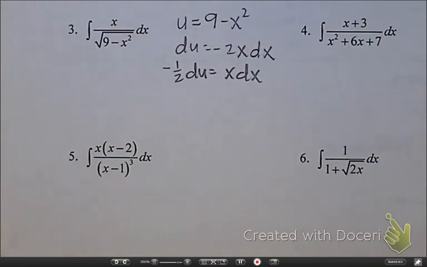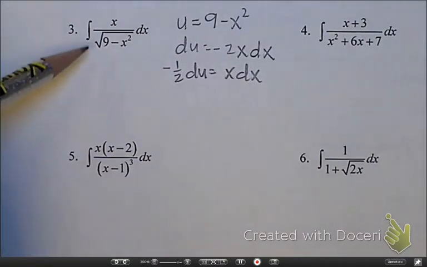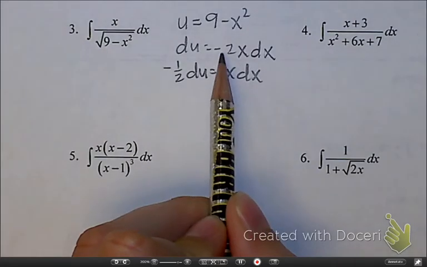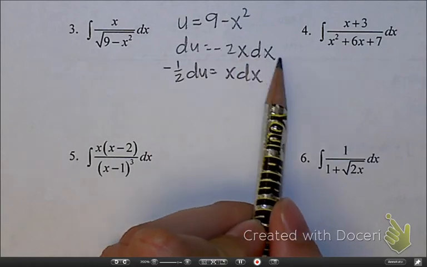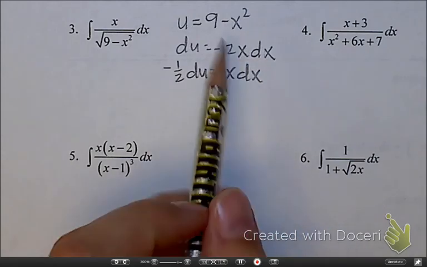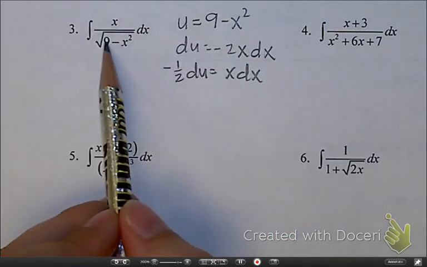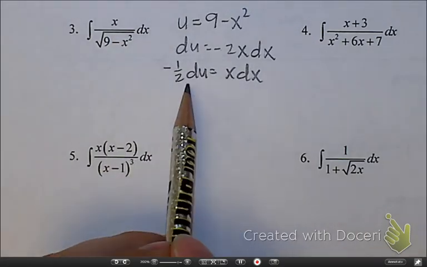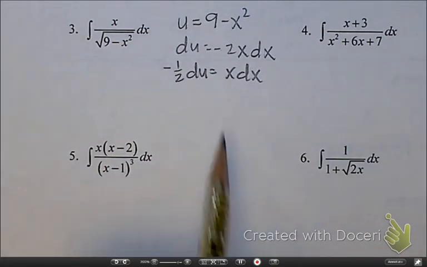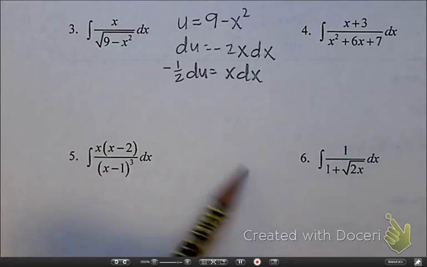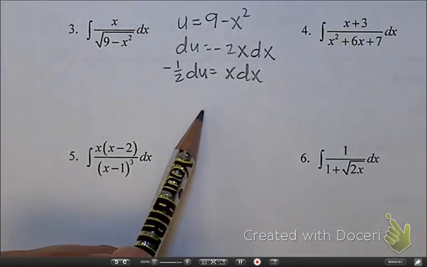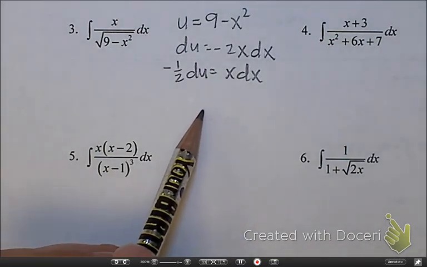So, for number 3, we have u equals 9 minus x squared. If you take the derivative of 9 minus x squared, you get negative 2x dx. So I see that there is no negative 2 in my equation. I just have the x dx, so I divide both sides by negative 2, and I get negative 1/2 du equals x dx.